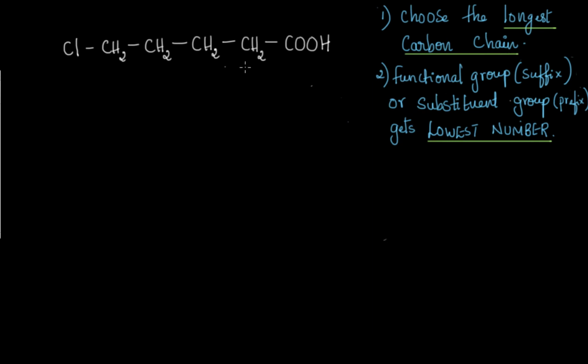First we have to choose the longest carbon chain. So here I can see the longest carbon, right? And remember Cl is not the carbon, so you can't count it. So either you have to go from this corner to this corner or this corner to this corner. Let's number both the ways. So if I number from left to right, then this becomes 1, 2, 3, 4, 5.